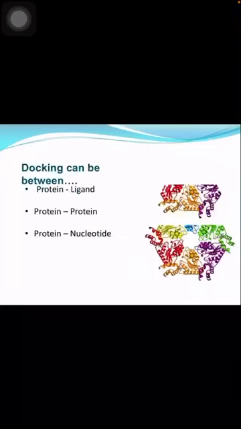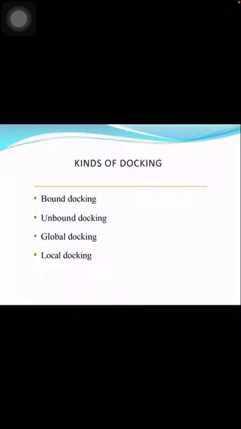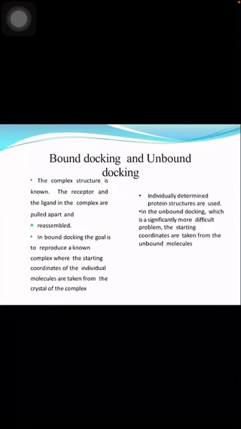Docking can occur between protein and ligand, protein and protein, and protein and nucleotide. These are diagrams showing the docking between a protein and a ligand, between two proteins, and between a protein and nucleotides. The kinds of docking include bound docking, unbound docking, global docking, and local docking.